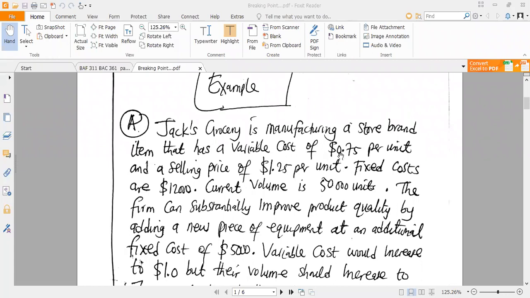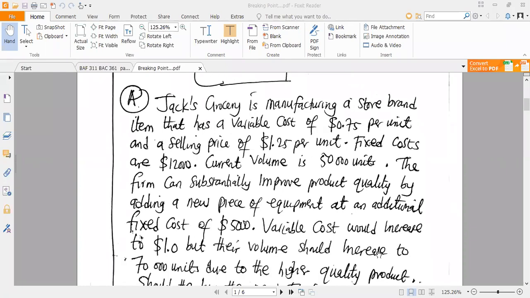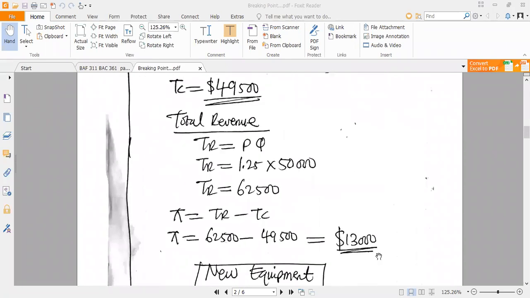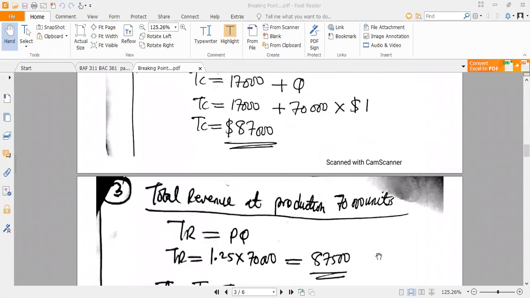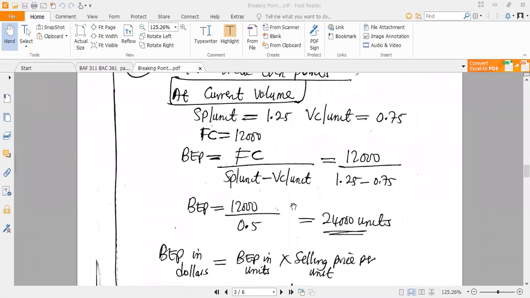So using the current information that we have, they want us to find the break-even point. Our break-even point will be the fixed cost of 12,000 over the selling price per unit minus the variable cost per unit. After we substitute, subtract the bottom part, and divide into the numerator, we get 24,000 units as the break-even point in units.